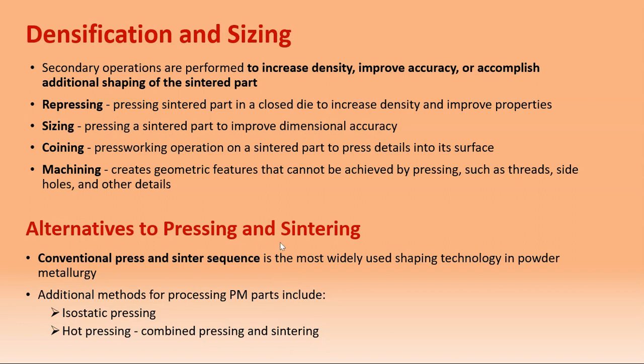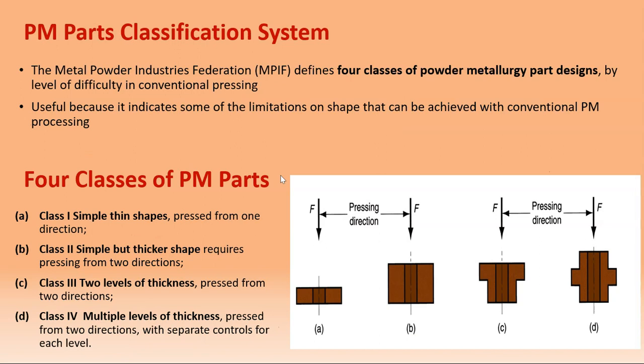Alternatives to the conventional press and sintering sequence are usually isostatic pressing and hot pressing. So we can classify powder metallurgy part designs into four classes. The first one is the simple thin shape, just pressed in one direction. And then class 2 has a simple but thicker shape, in which they press in two directions.